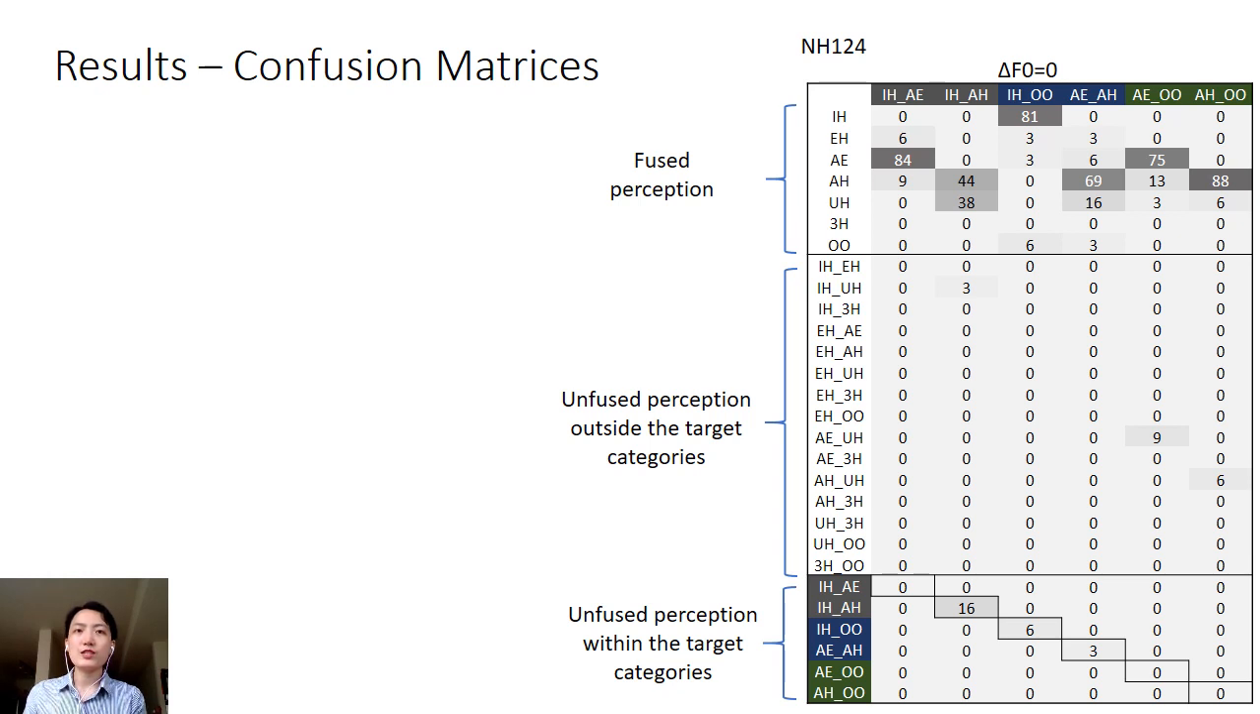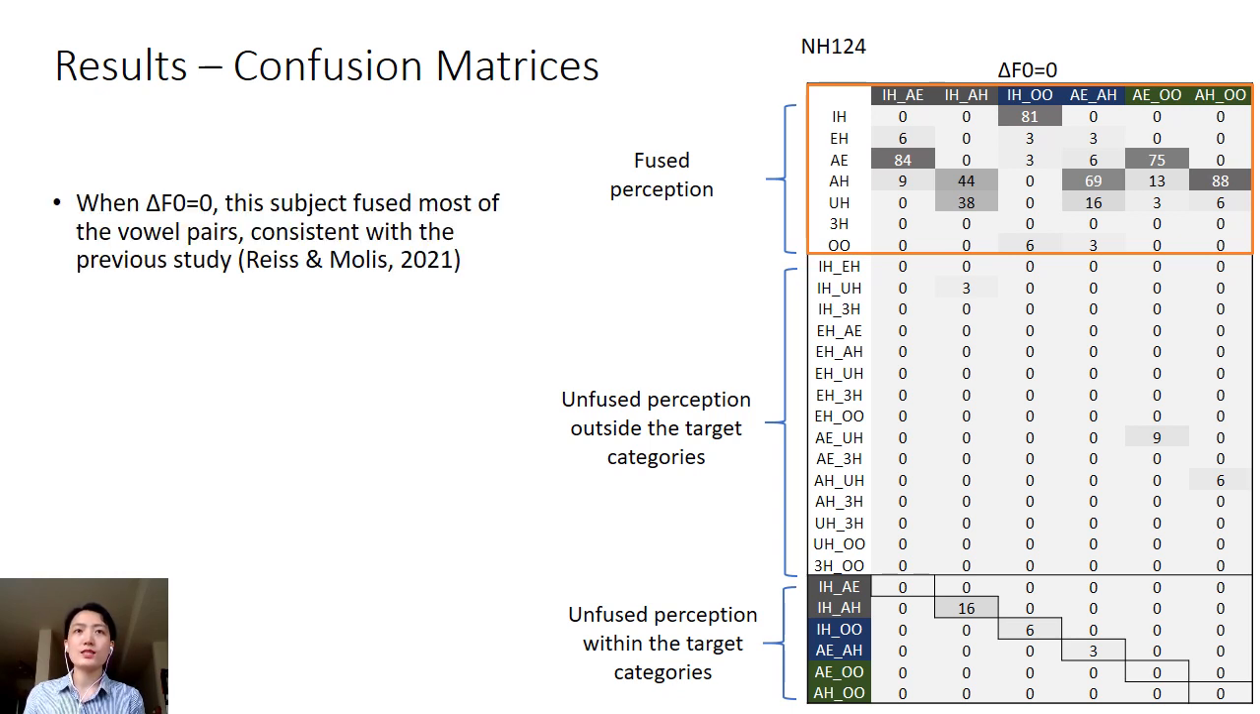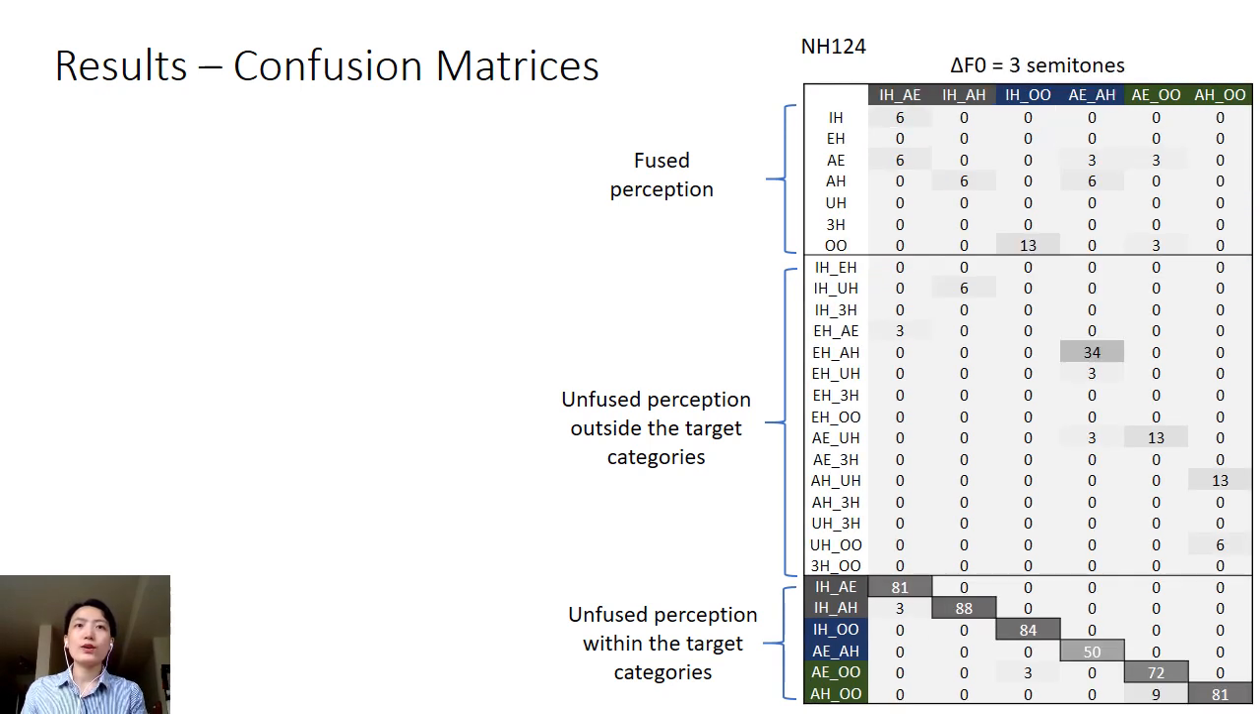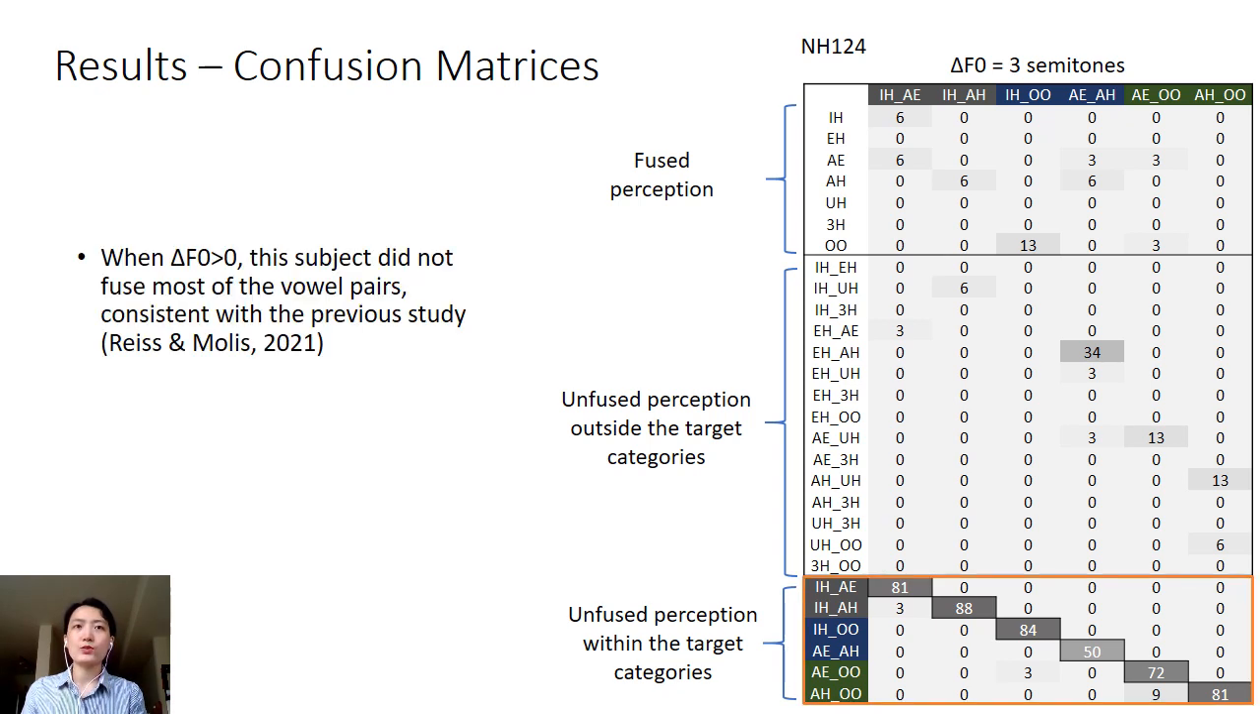For this specific study, when the two vowels had the same fundamental frequencies, the subject fused most of the vowel pairs, consistent with the previous study. However, we do notice that sometimes the subject did not fuse the vowel pairs. This could be due to a noisier testing environment than in the previous study, as more noise could decrease fusion. When the F0s differed between the two vowels, the subjects fused few of the vowel pairs, consistent with the previous study.